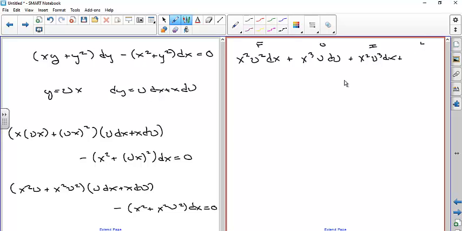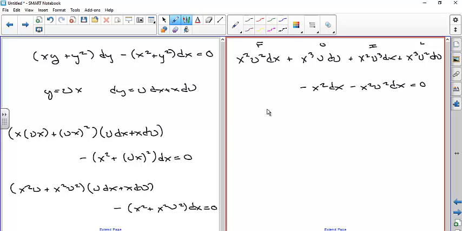And I've got last. So I've got these two. So I've got x squared times x, nu squared, x cubed nu squared d nu. So two of these should have dx, two should have d nu. And then I've got this, so I've got negative x squared dx, and then negative x squared nu squared dx, and that all equals 0. Okay, so everything's multiplied out.